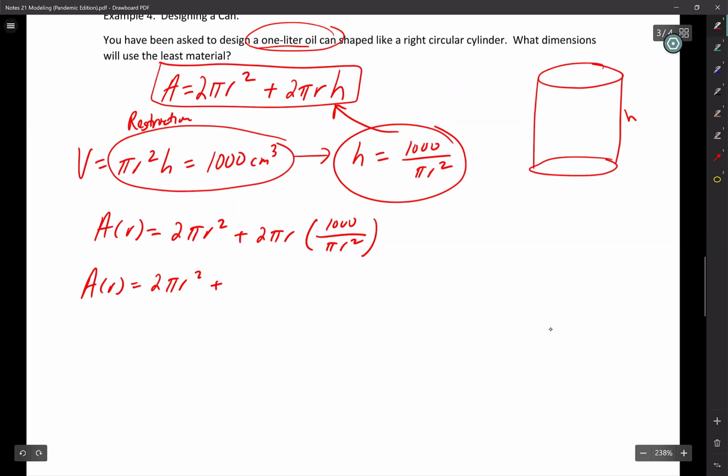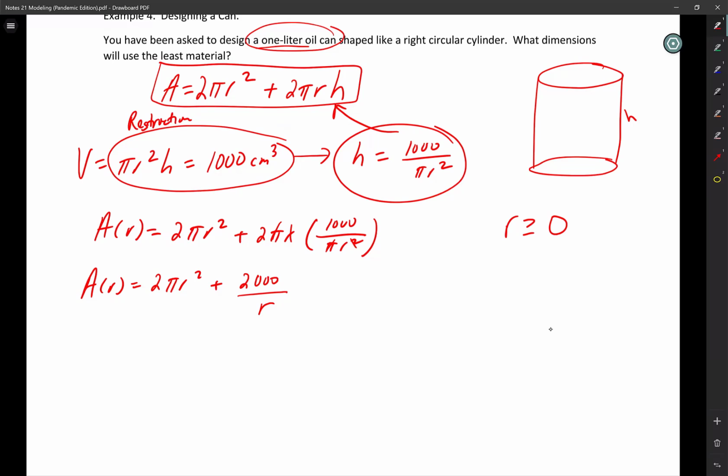Let's see, 2 times 1,000, that's going to be 2,000. The pi's cancel out. One of the r's cancels out, so you have 2,000 over r. Get up to there. Langford, you doing okay? Yes, sir. Okay. This is what I want to minimize. This is what I'm going to take a derivative of. But we got a small issue. Am I restricted with how much material I can use? I can use as much as I want.